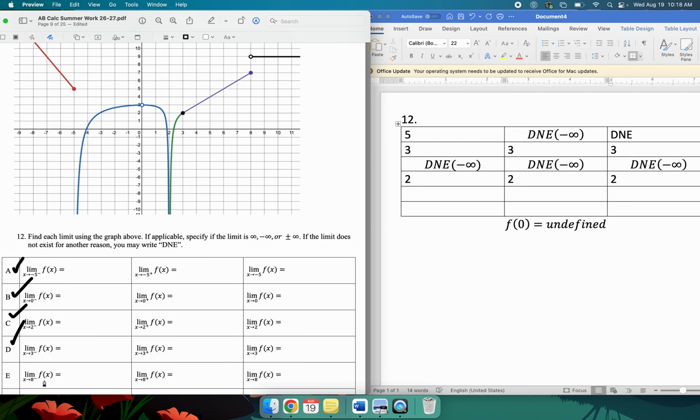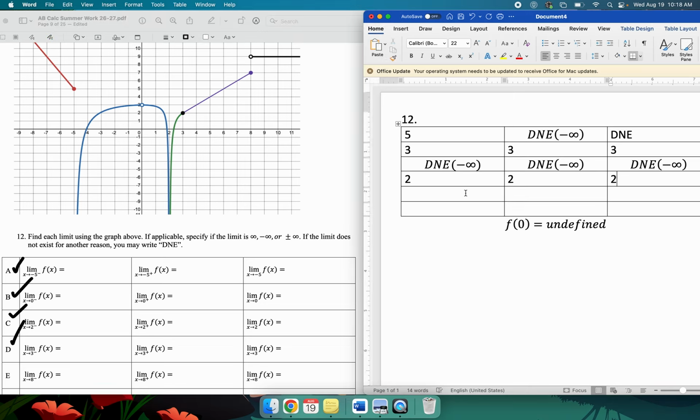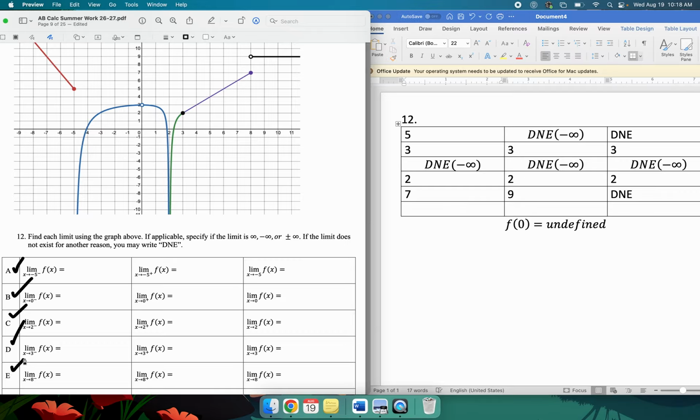Limit as x approaches 8 from the left. As x approaches 8 from the left, the y values are approaching 7. So that's 7. As x approaches 8 from the right, the y values are approaching 9. So that's 9. The two-sided limit does not exist because the left and right-hand limits are different. So that's E.